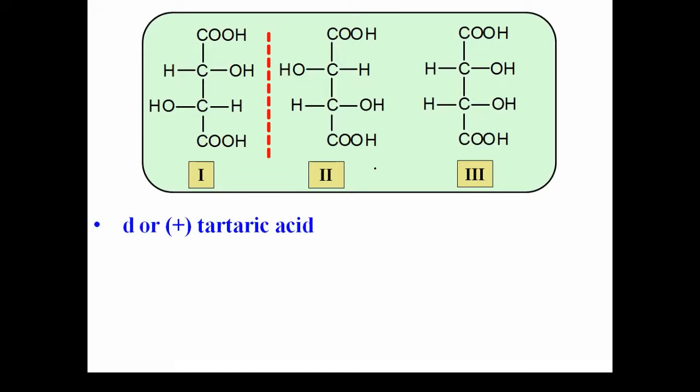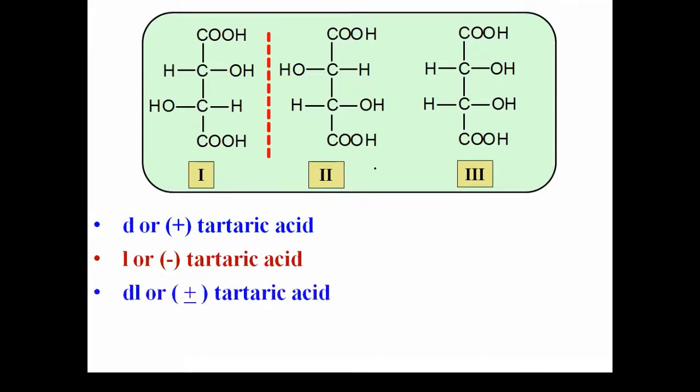First one is the D-tartaric acid, that is the dextro isomer. Second one is the L-tartaric acid. Third one is the DL tartaric acid, and fourth one is the meso tartaric acid. What is meant by D-tartaric acid? It is the dextro isomer of tartaric acid. It can rotate the plane of plane polarized light in a clockwise direction, that is towards the right side. Therefore, it is the dextro isomer, and the specific rotation is plus 12 degrees. It means it can rotate the plane of plane polarized light by 12 degrees towards the right side.